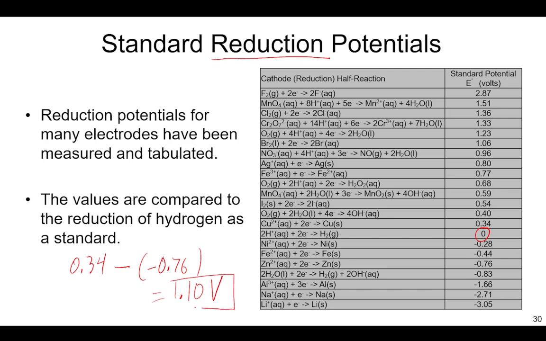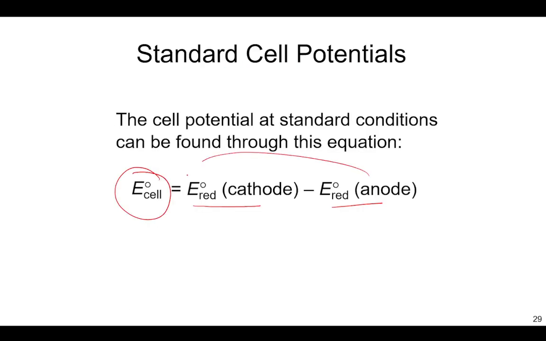Getting a positive cell potential, again, means the reaction is spontaneous. So if we have a voltaic cell built out of copper at the cathode and zinc at the anode, cathode minus anode, reduction minus oxidation, gives us a positive E cell. Well, then that's a spontaneous reaction. And in a good voltaic cell, electrons are going to flow and light a light bulb.